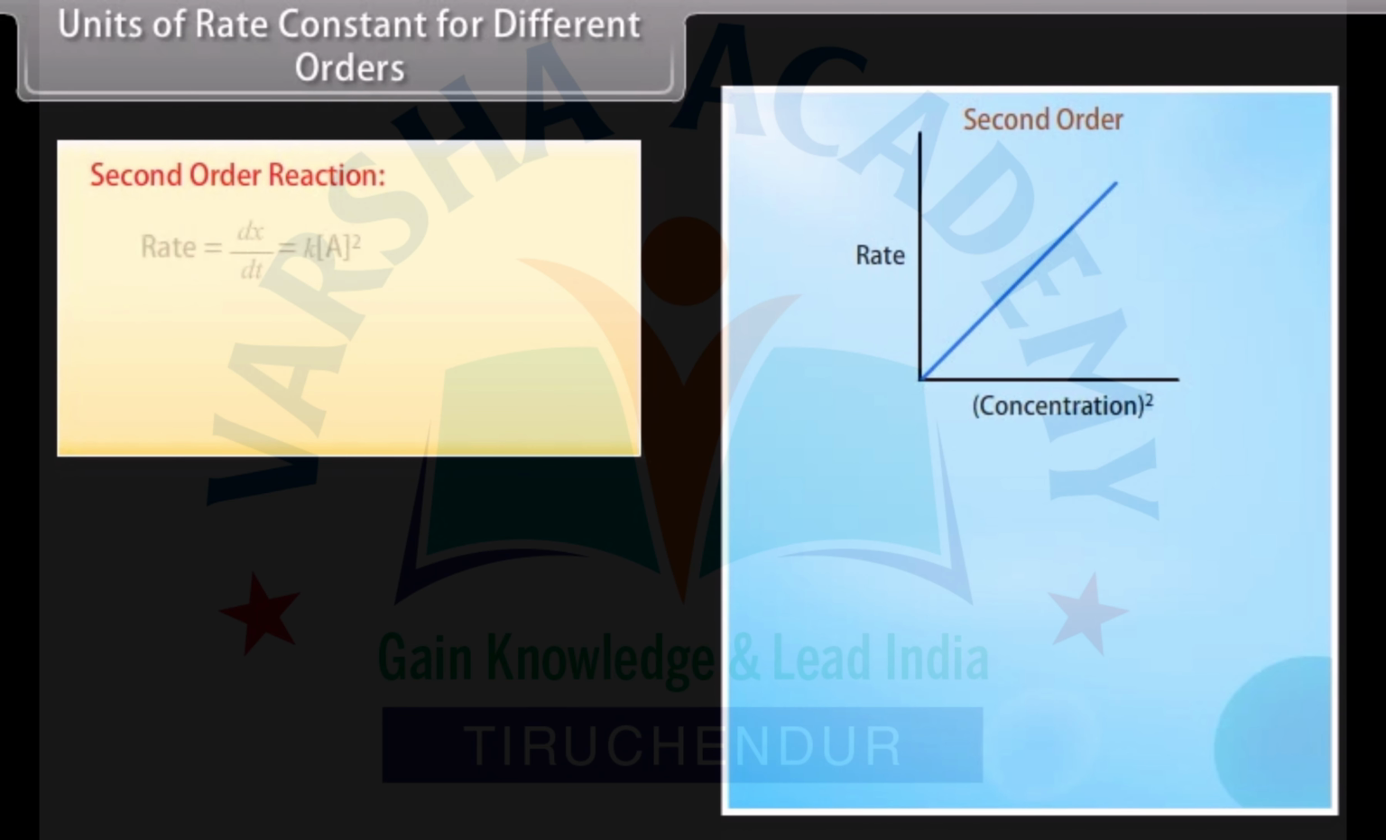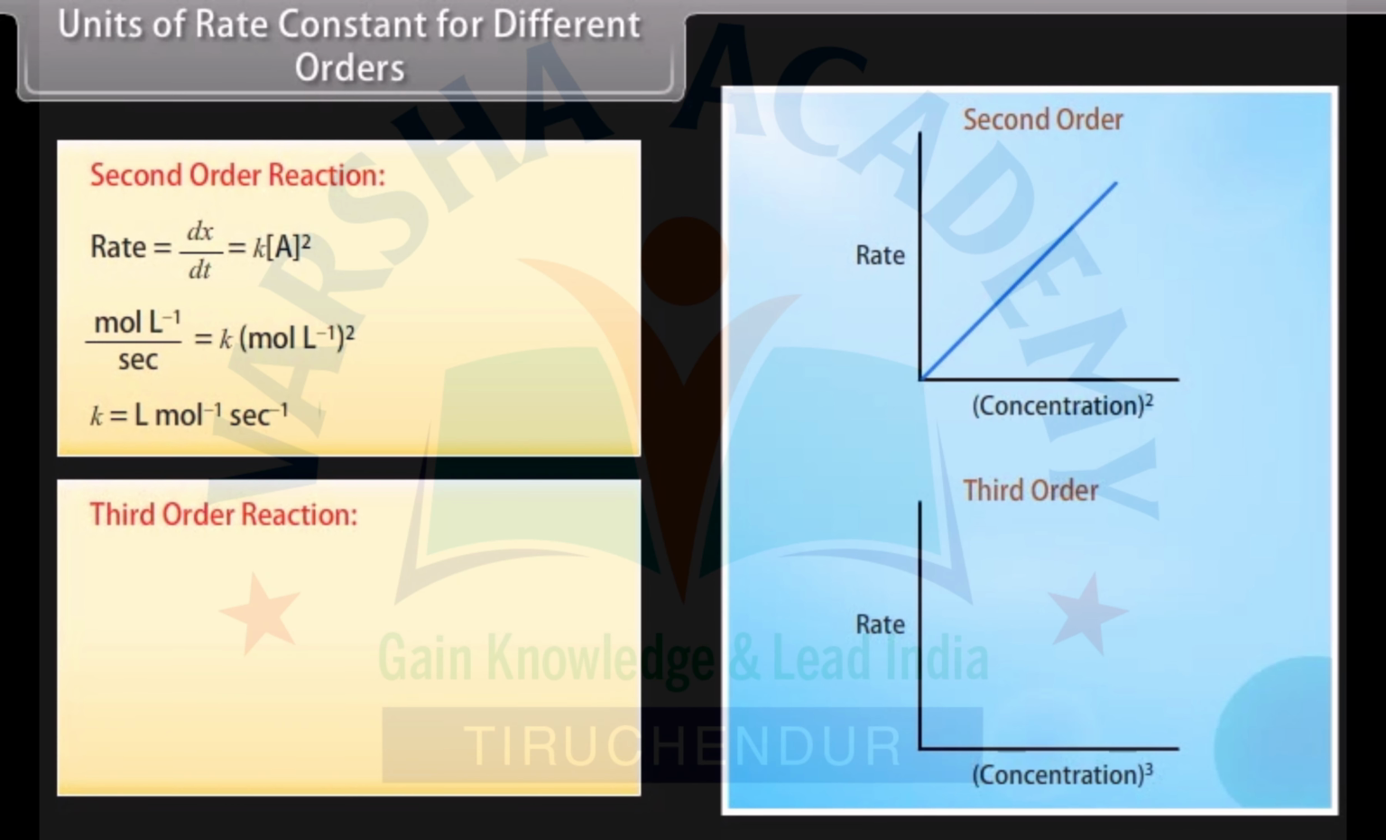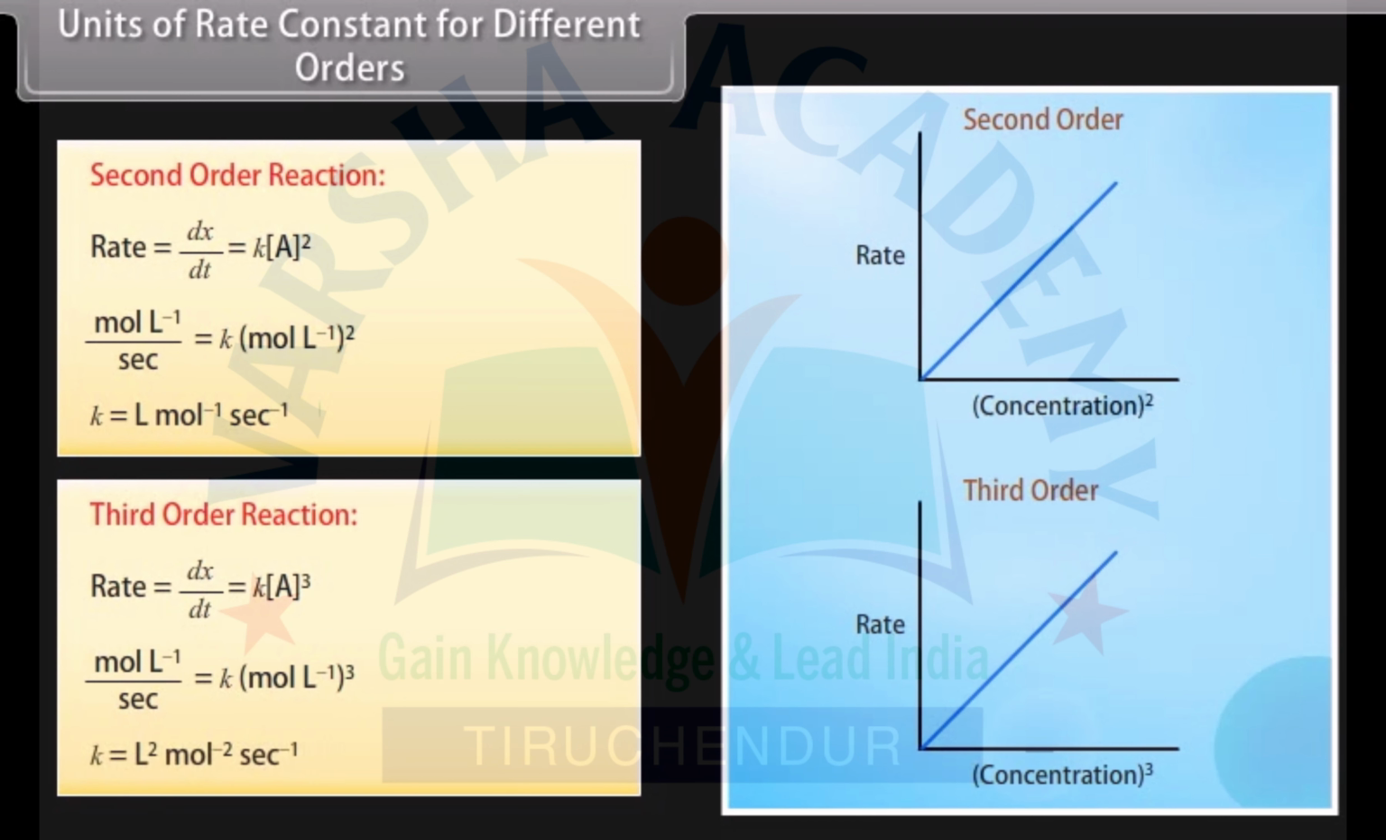Second-order reaction. Rate is equal to dx by dt, which is equal to the product of k and a raised to the power 2. Thus, the units of rate constant for second-order reaction are liter per mole per second. Third-order reaction. Rate is equal to dx by dt, which is equal to the product of k and a raised to the power 3. Thus, the units of rate constant for third-order reaction are liter square per mole square per second.